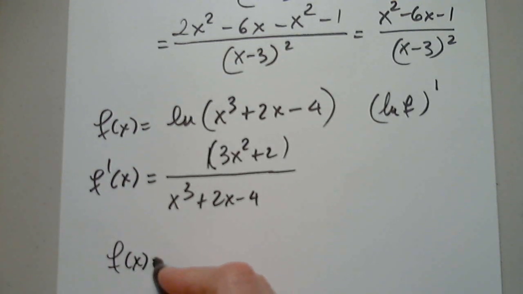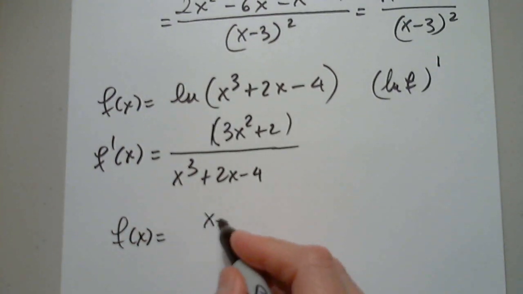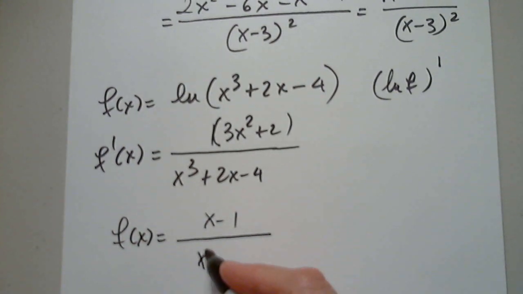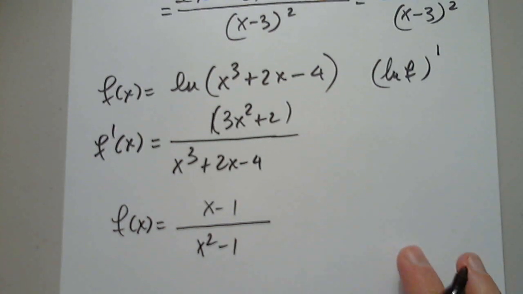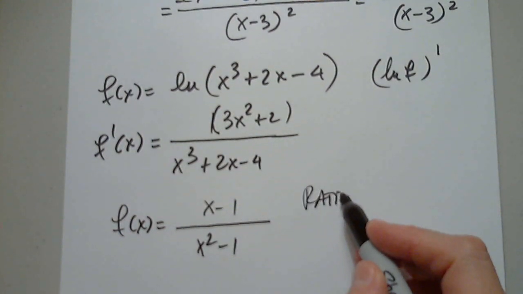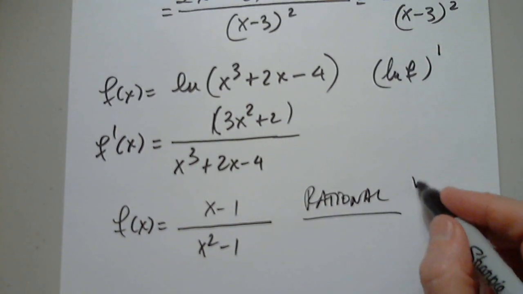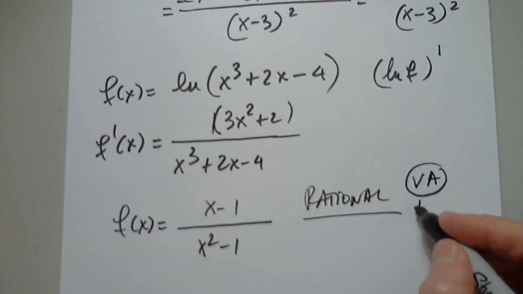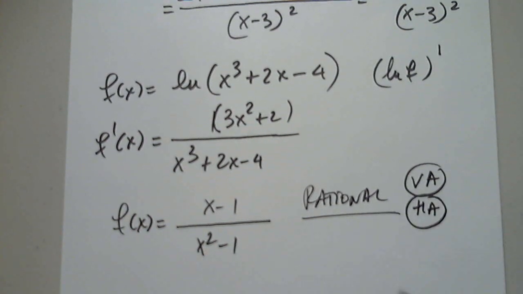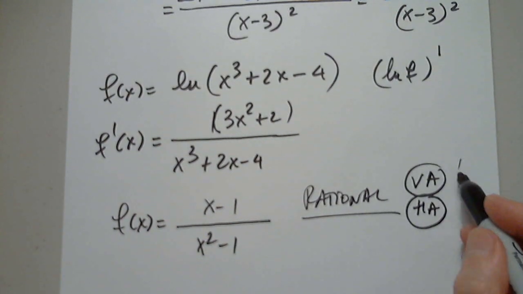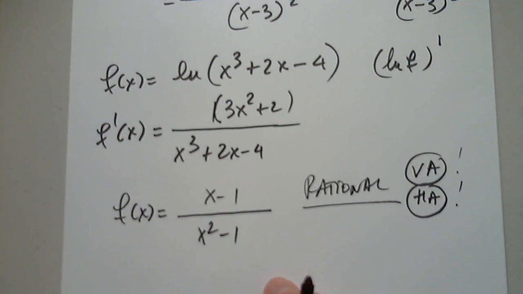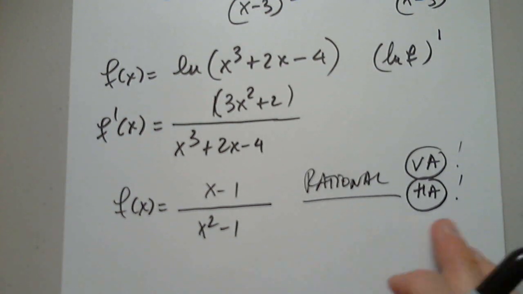Let's say f of x equals x minus 1 over x squared minus 1. This is a rational function. For a rational function, we should always think in terms of vertical asymptotes and horizontal asymptote. So always remember those. Good. We have to start with the domain.